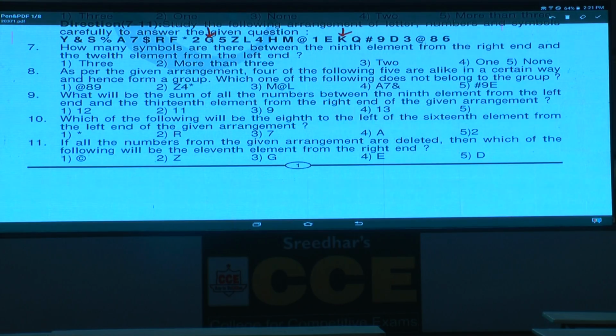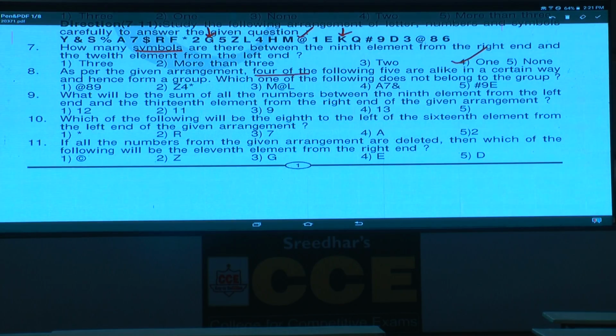Here it is asking how many symbols are there. Tell me how many symbols are there. There is only one symbol, that is @, between G and K. There is only one, that is choice 4. Question number 7, it is choice 4. Then the 8th one, as per the given arrangement, 4 of the following. 4 of the following is nothing but an odd man out, isn't it?